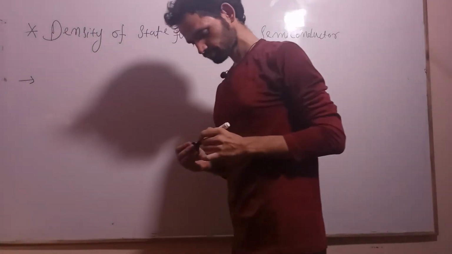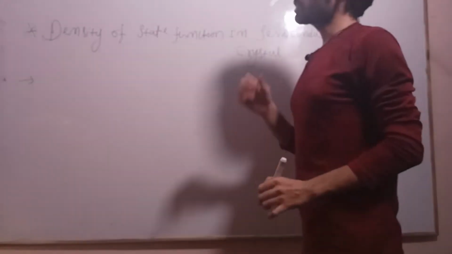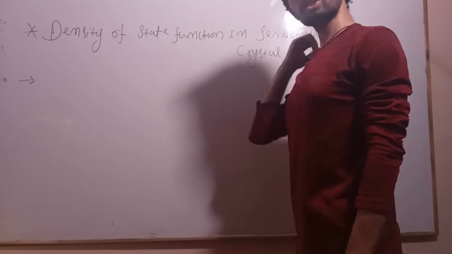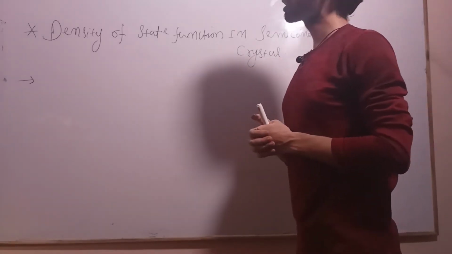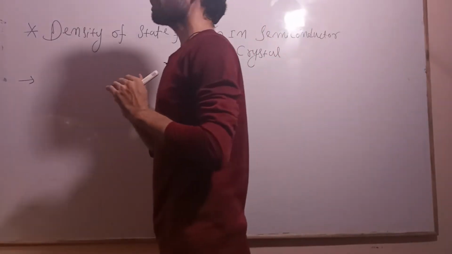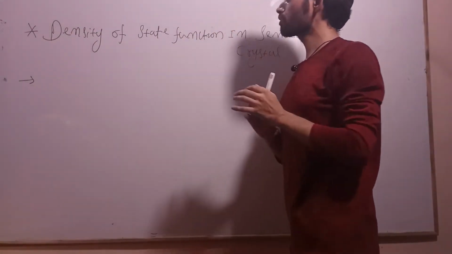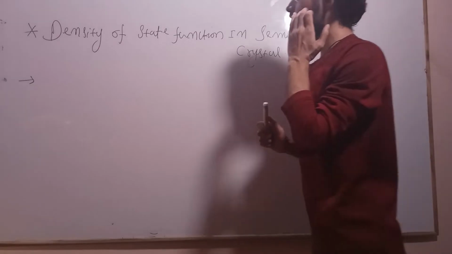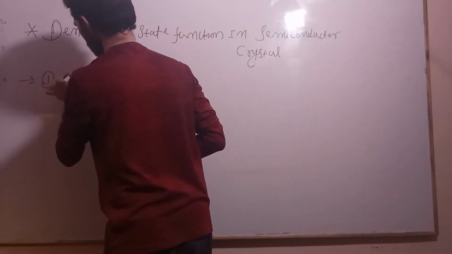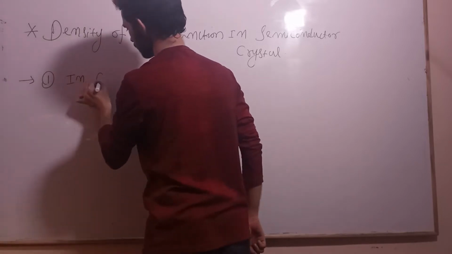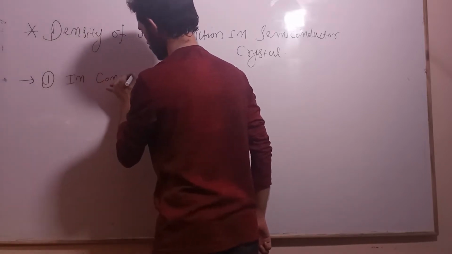Let us see. Now the difference is only about the mass, and the energy will get shifted by some amount in the case of the valence band and the conduction band. So first we will see the density of state function in the conduction band.